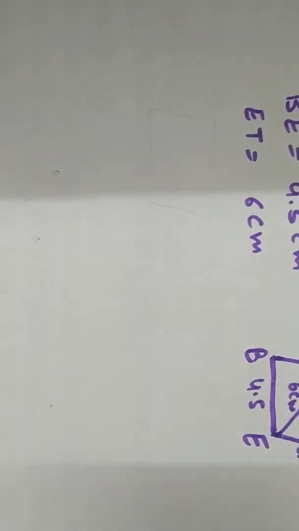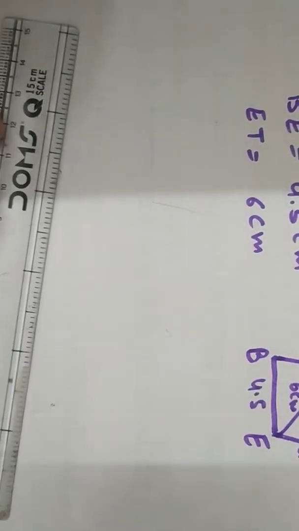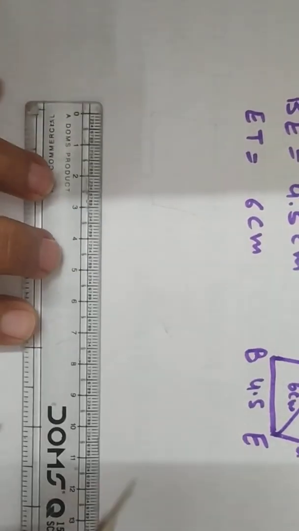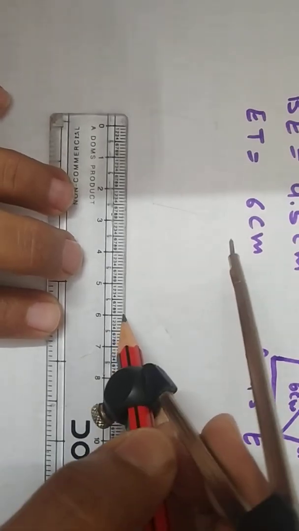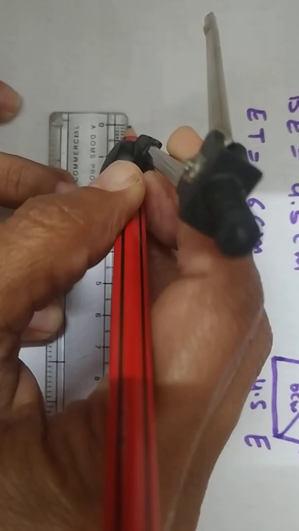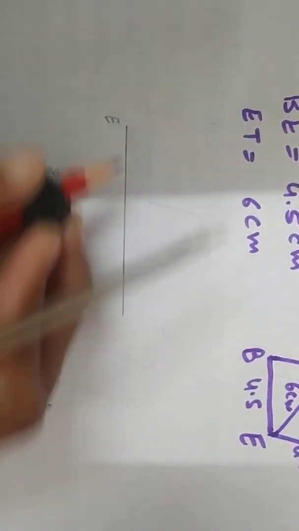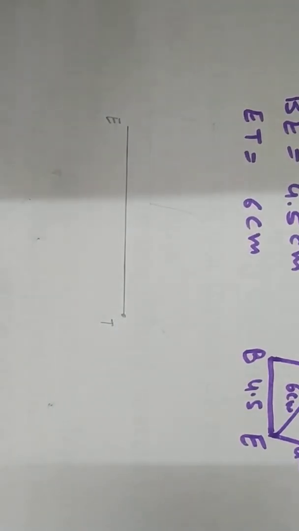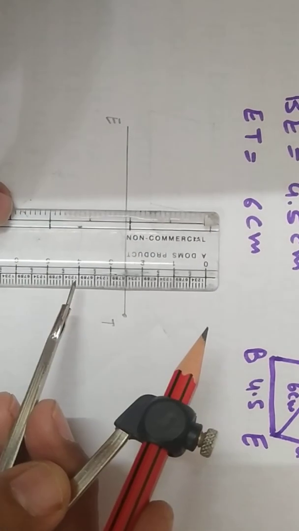So we will start with the diagonal. First of all, I will draw a diagonal of 6 centimeter, that is ET. So here I am taking a 6 centimeter line segment and I will name it ET. Now all sides are 4.5 centimeter, so I'll take 4.5 centimeter length from the scale.